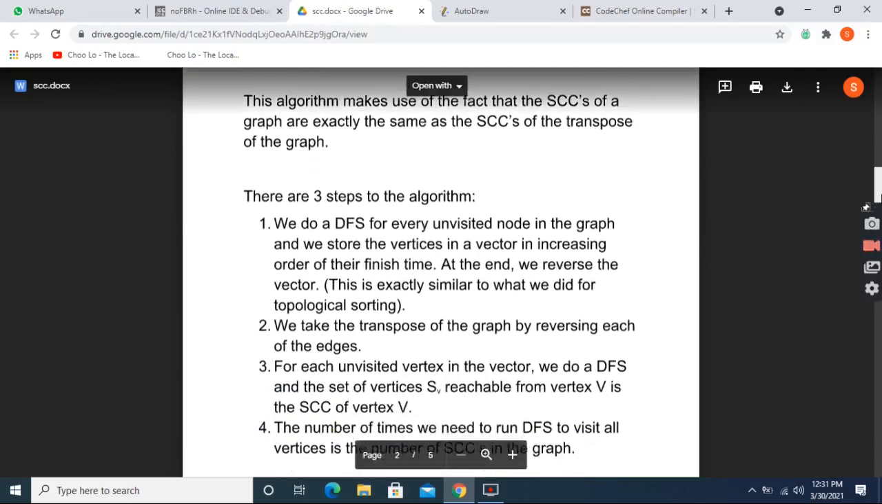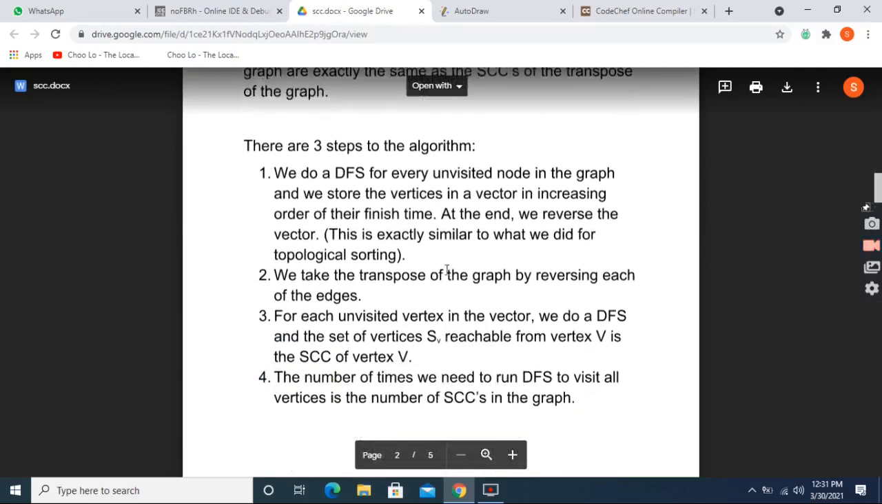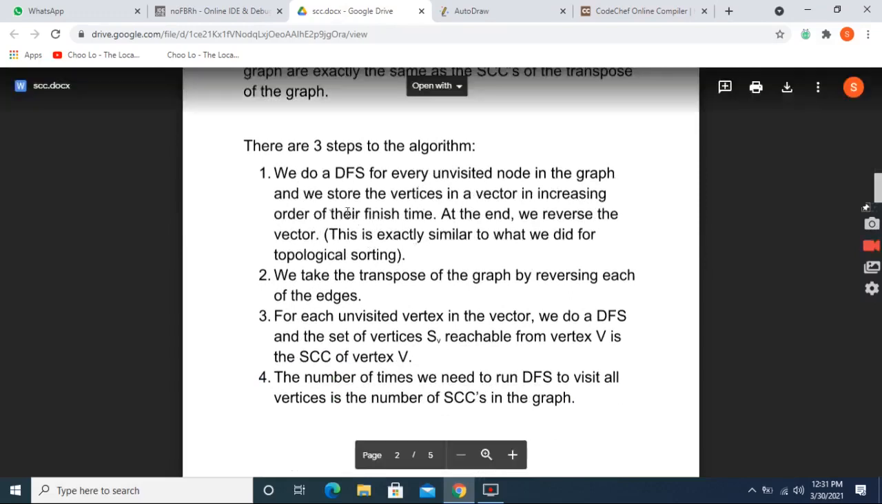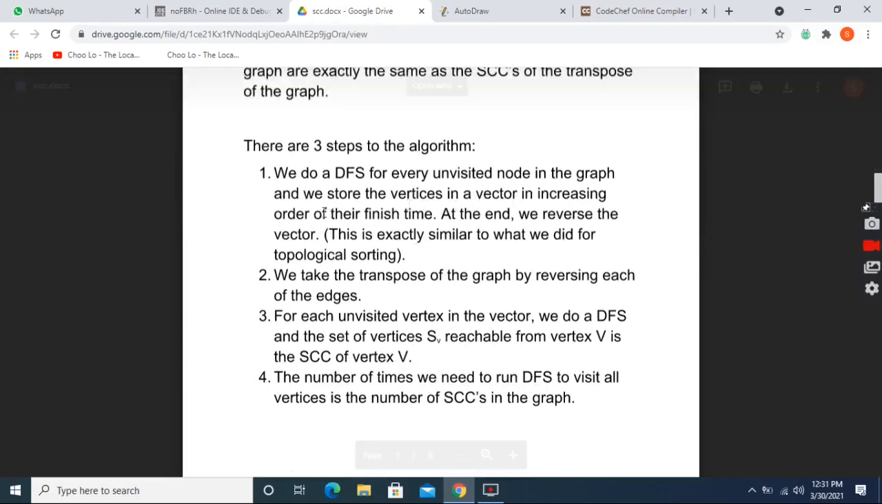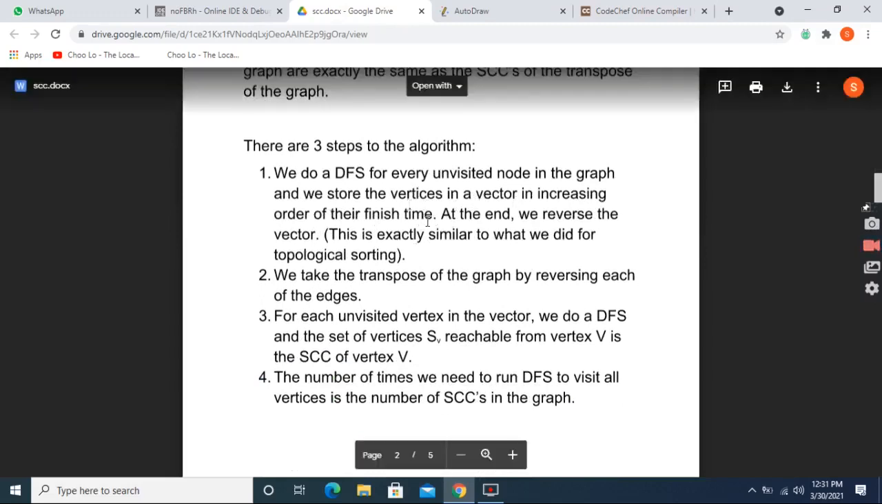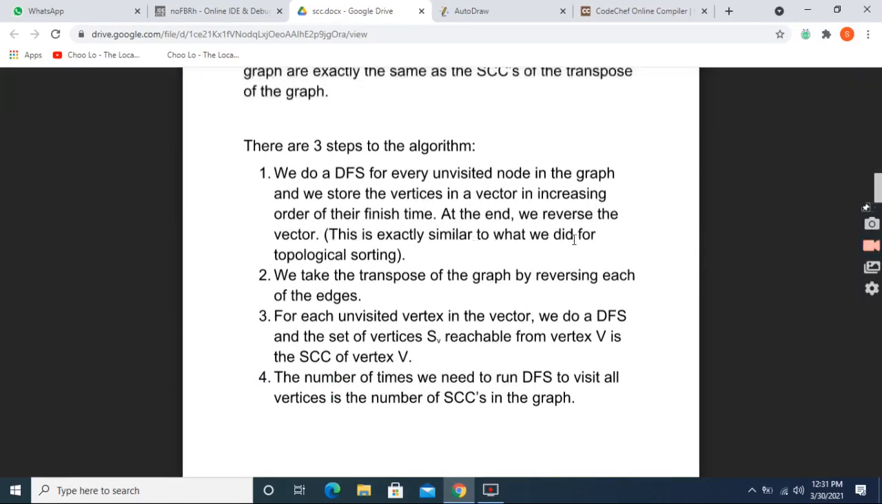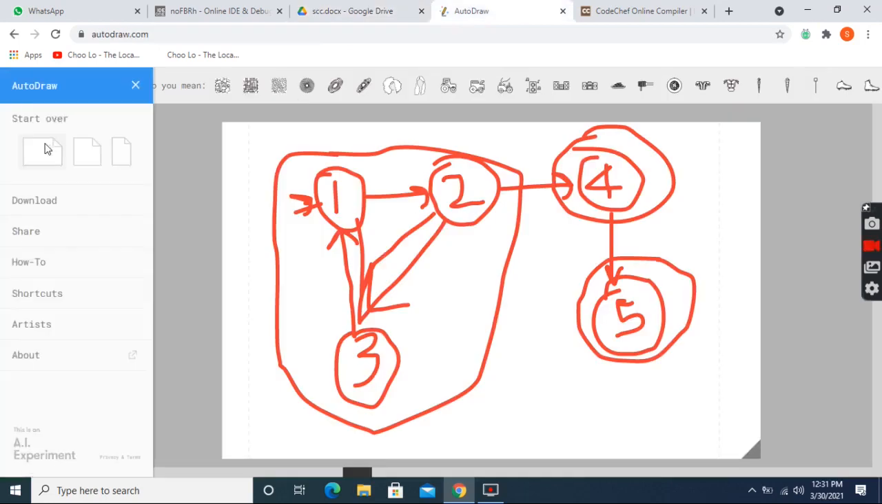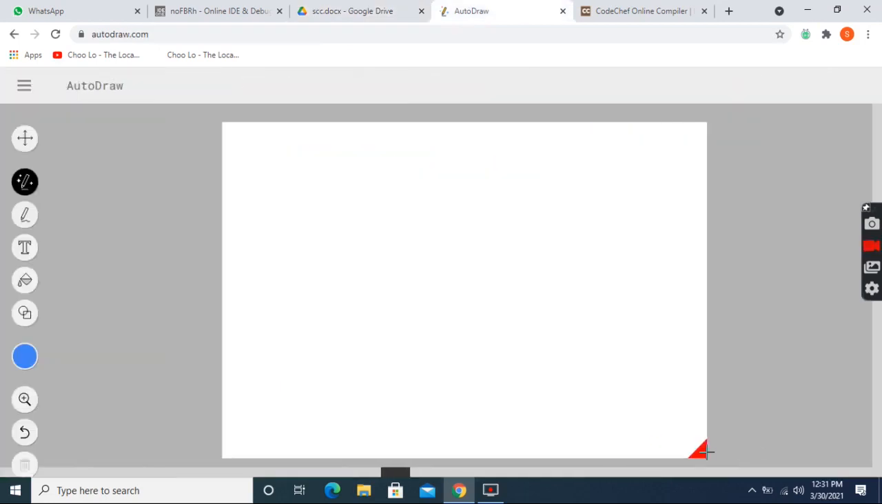So let us see about Kosaraju's algorithm. There are basically 3 steps to this algorithm. The first one is that we do a DFS for every unvisited node in the graph, and we store the vertices in a vector in increasing order of their finish times of the DFS. At the end, we reverse this vector. If you remember, this is exactly the same as what we just did for topological sorting. So let me take a new graph and show you with an example.